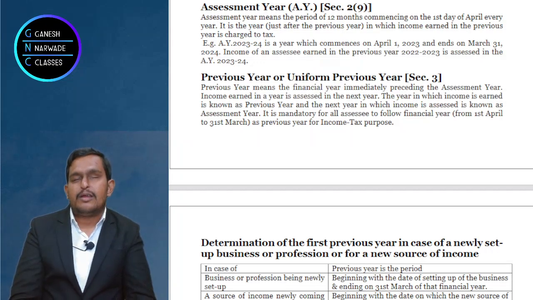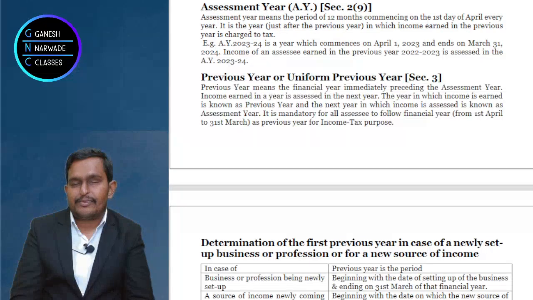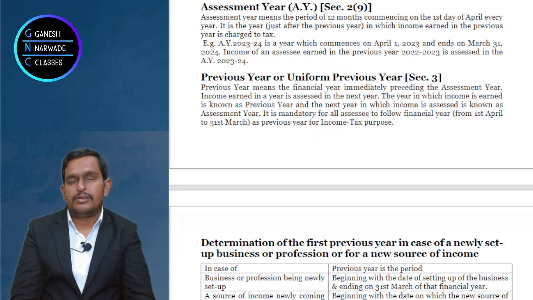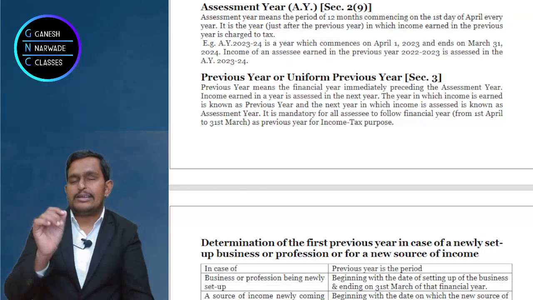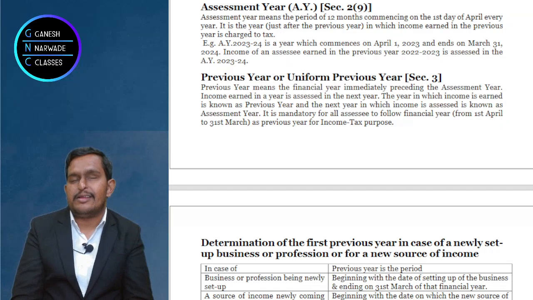Now let's continue. Suppose you started a new business. Suppose I started my company on 10th December 2022. So from 10th December 2022 till 31st March 2023 will become my previous year. Suppose I joined another job on 1st January 2023. So 1st January 2023 to 31st March 2023 will be my previous year.